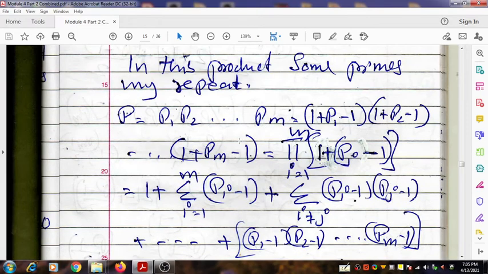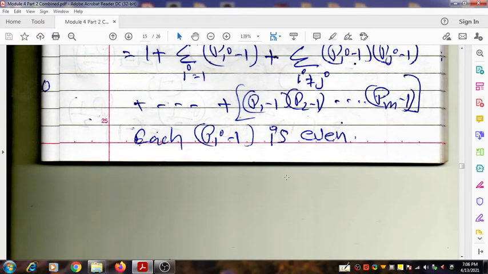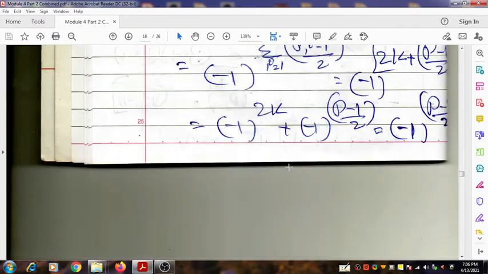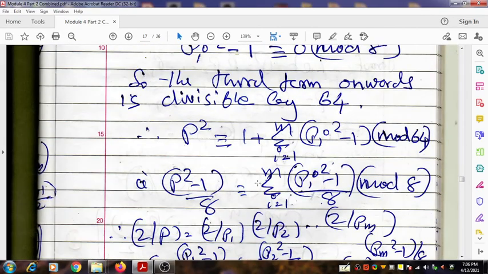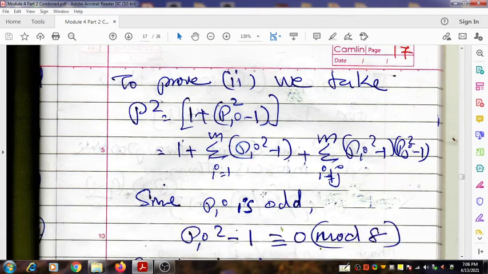See, that step is very similar to this one. Here we have expanded that, and this product is expanded. Just like that, we expand the current product. That expression we will expand.